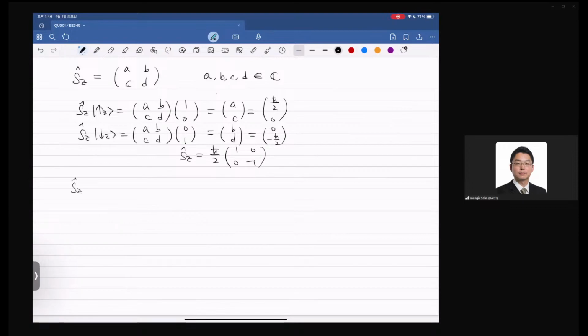So let's just do the sanity check. Of course, it should work. We apply this. You'll get this matrix, and then going back to bracket notation, this, as expected, applies to spin down.